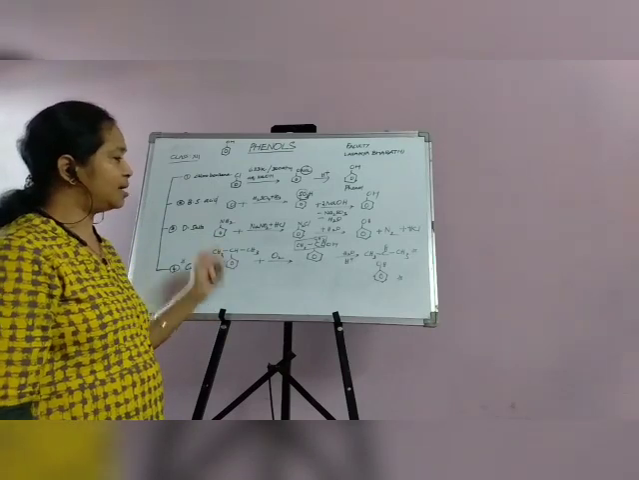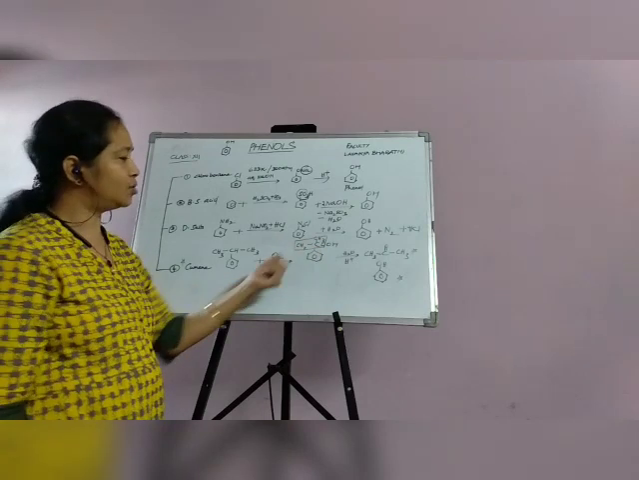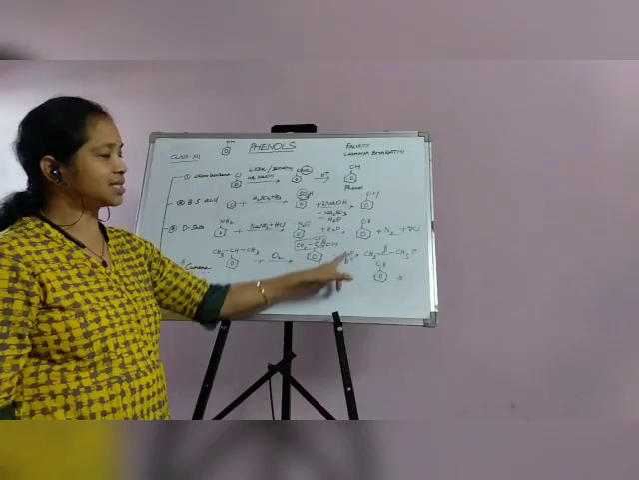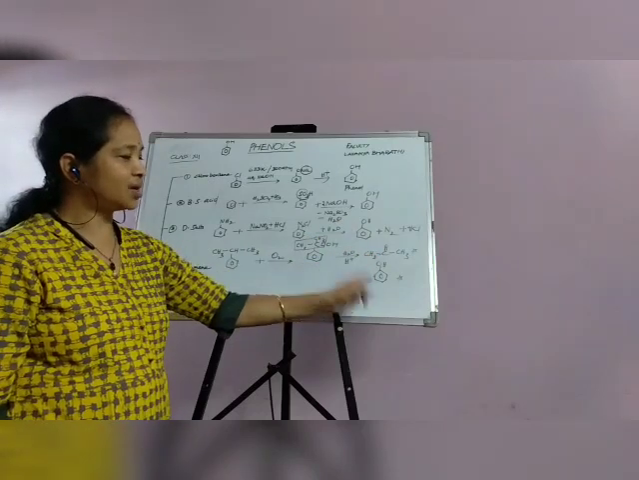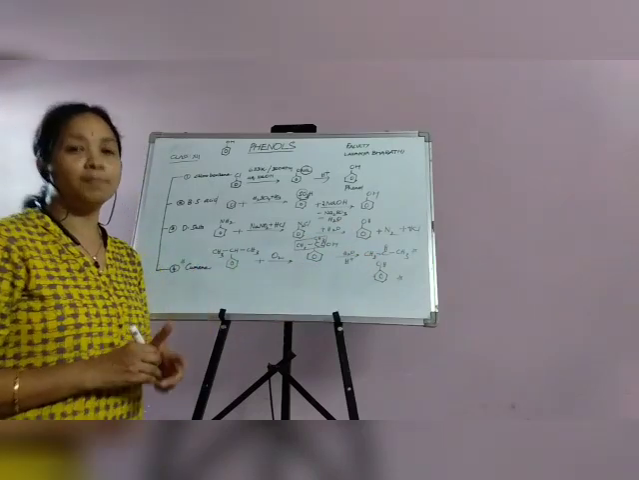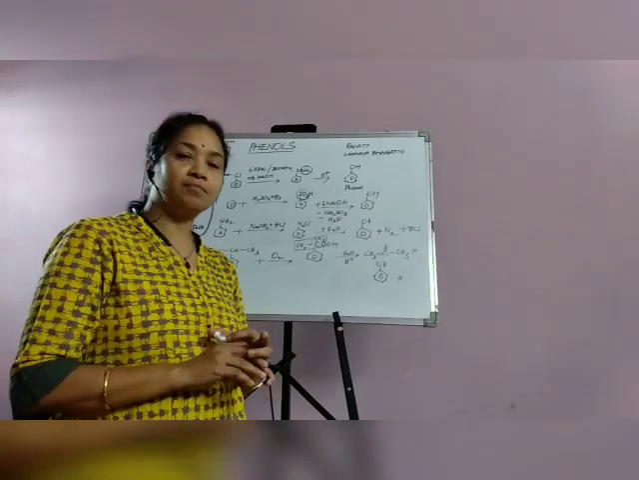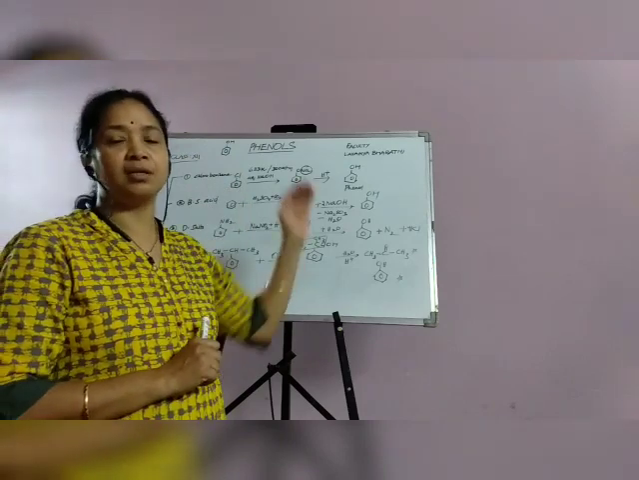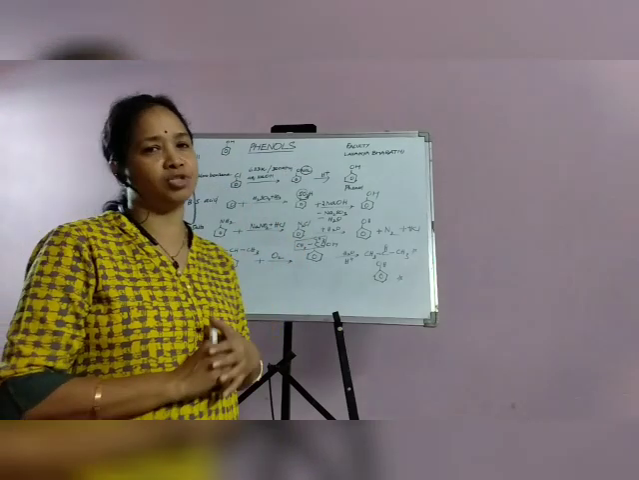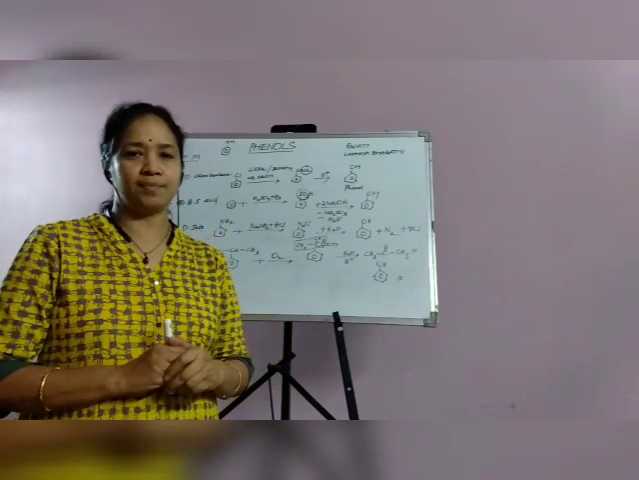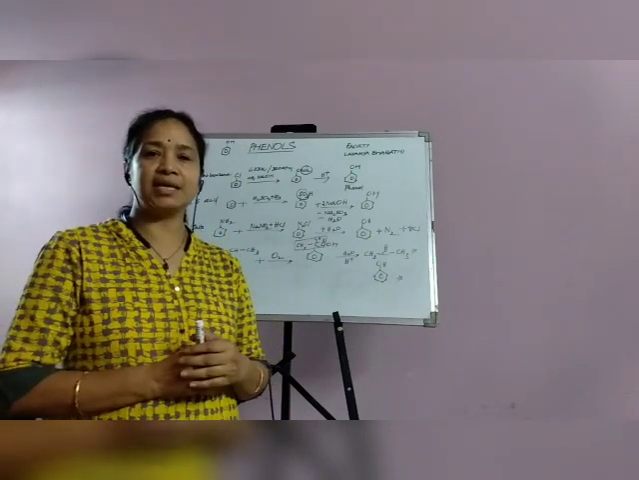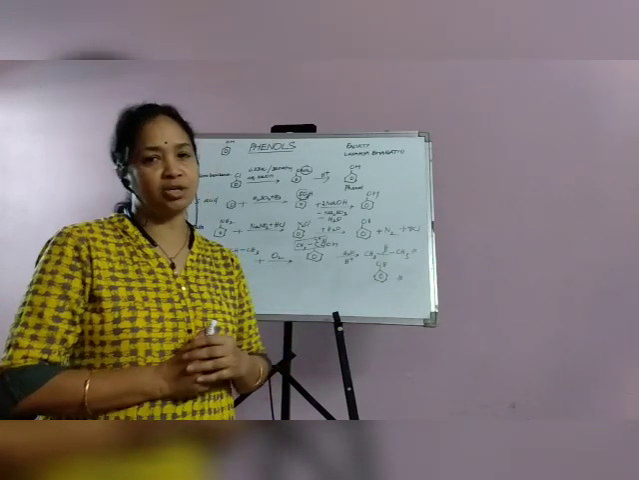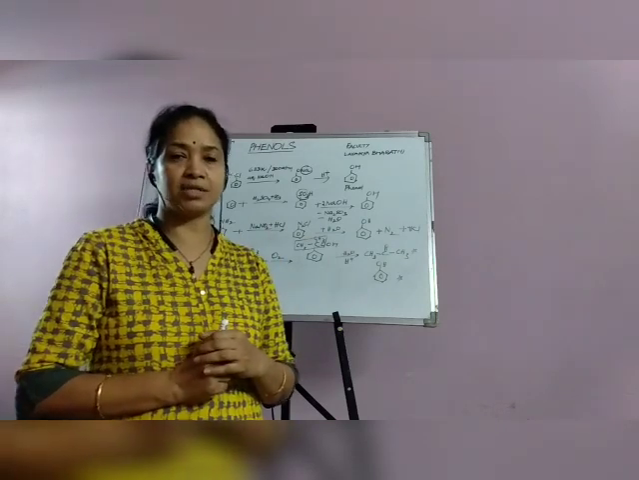That is, cumene, when it is oxidized, you will be getting cumene hydroperoxide, and then when it is acidified, it results in acetone as well as phenol. So I hope everyone understood the preparations of phenols, and this is the best method to remember the whole preparations in a flowchart method. Right? Okay. So the next one is the chemical properties of phenols. So now I'll be teaching you the chemical properties of phenols.